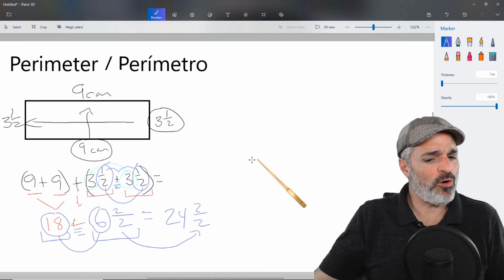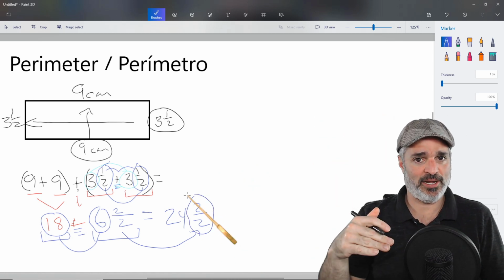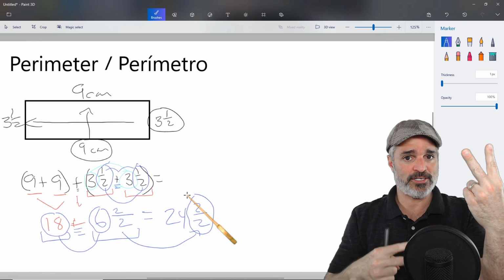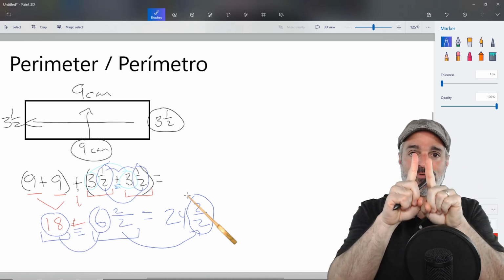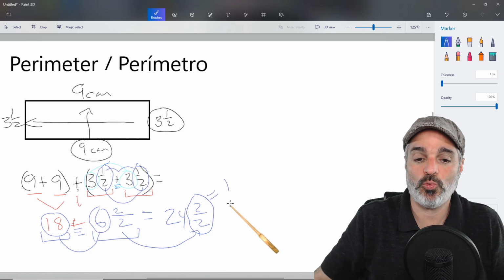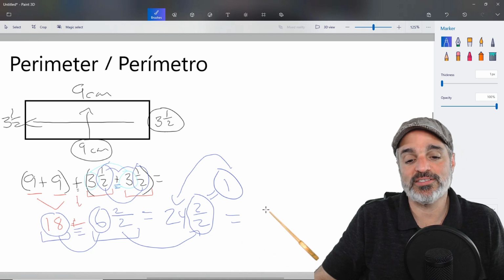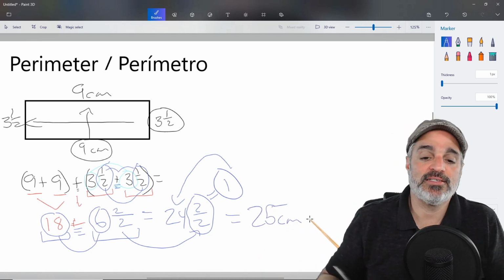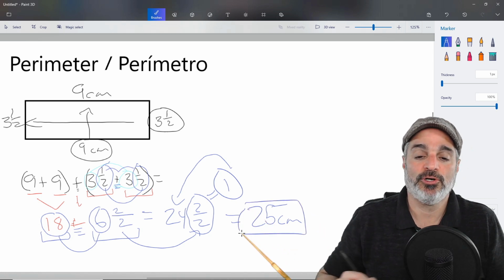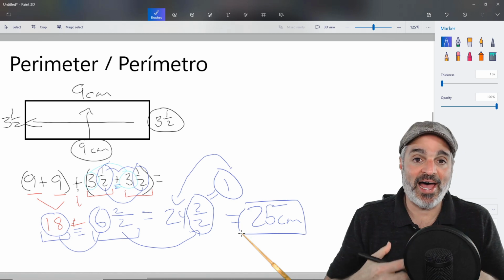But what do we know about fractions where the numerator is the same as the denominator? You're taking 2 parts out of 2. So that becomes 1 whole. So 2 out of 2 is the same as 1 whole. And this 1 whole, I can add it to this 24. And what is the result? 25 centimeters. This is the answer to our question. Okay? Again, all we did was add fractions.